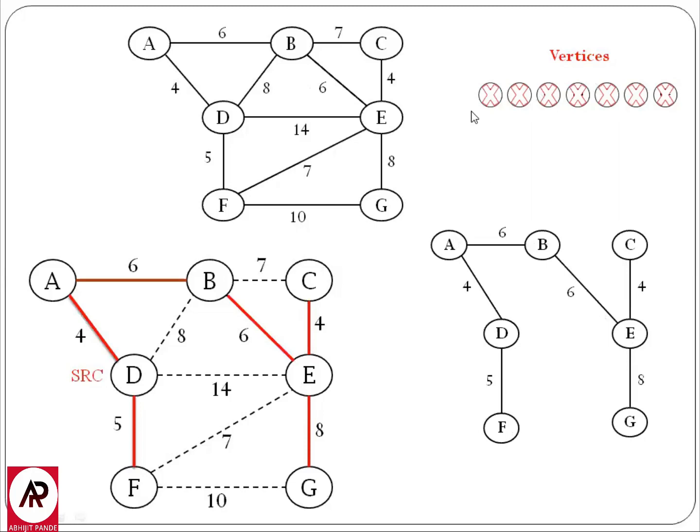Now we have to calculate the cost associated with the minimum spanning tree. Here the cost associated is the addition of all the edges that are present in a minimum spanning tree. So cost is 5 plus 4 plus 6 plus 6 plus 4 plus 8, that is 33. So for the given graph, the minimum spanning tree is this and the cost is 33. Now let's move to the algorithmic part of Prim's algorithm.